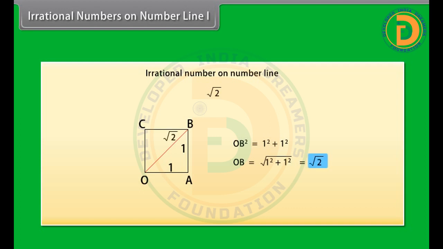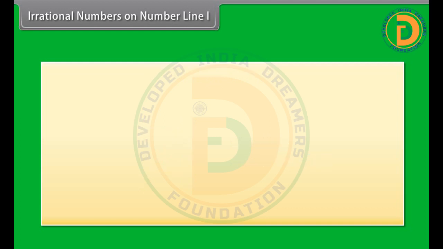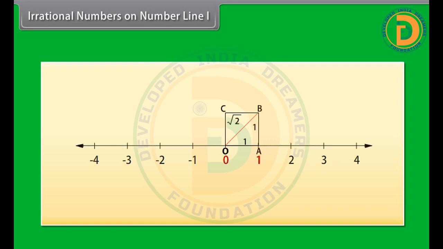To represent square root 2 on the number line, we will transfer the square onto the number line, making sure that the vertex O coincides with 0. Now, by using the compass with center O and radius OB, we will draw an arc intersecting the number line. Name this point as P. The point P corresponds to square root of 2 on the number line.